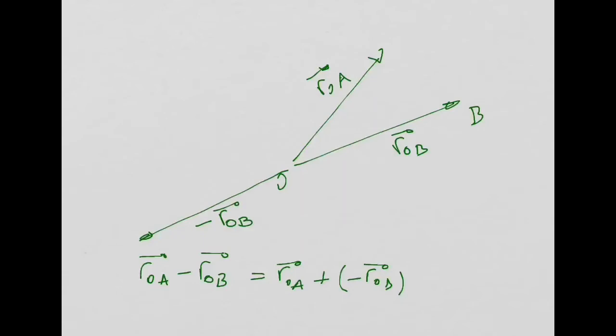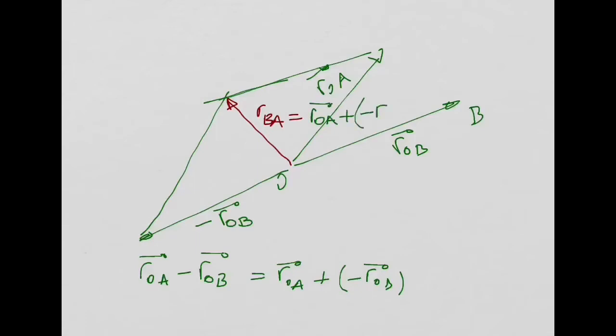So if I add these two vectors now, I need to draw parallel lines to these two vectors, and then this is going to be the result of my addition. So this is going to be RBA, which is equal to ROA plus minus ROB. Right? So this RBA that you have here in red, don't forget this is my point B, is in fact a vector starting at point B and going to point A, right? Not the other way around. So that was the first question that you asked me during the break.